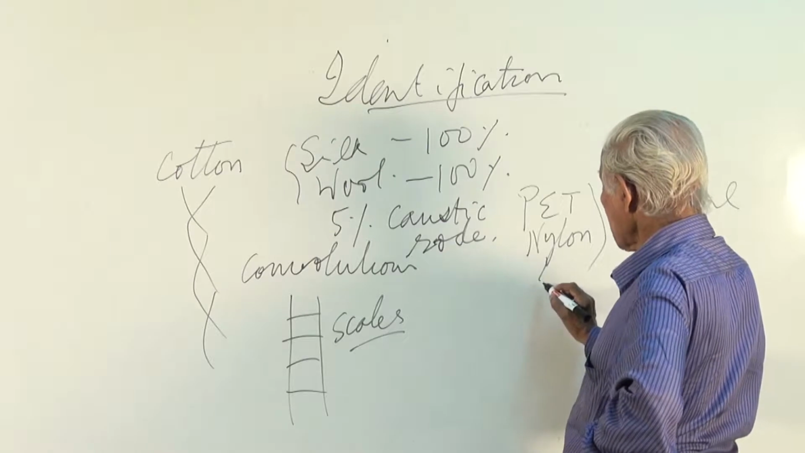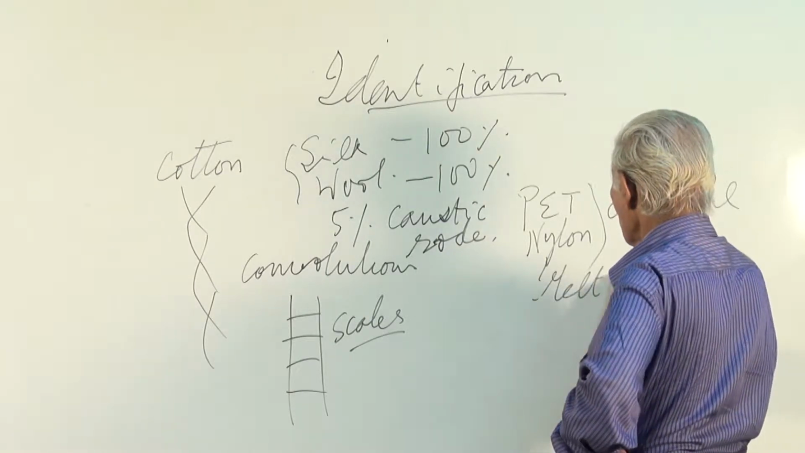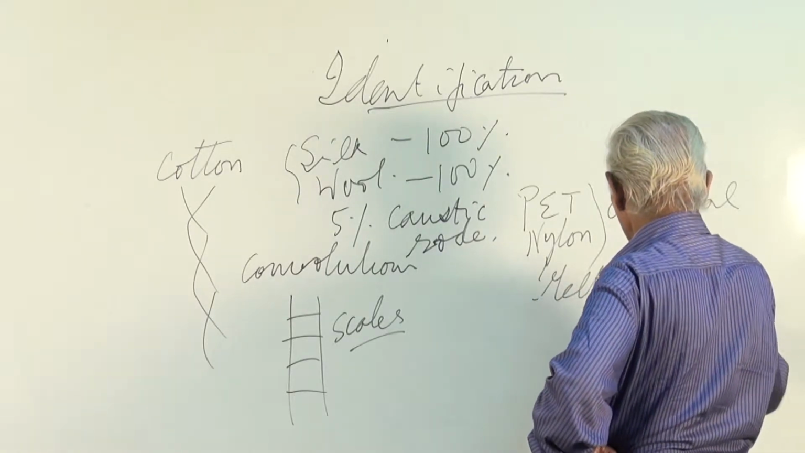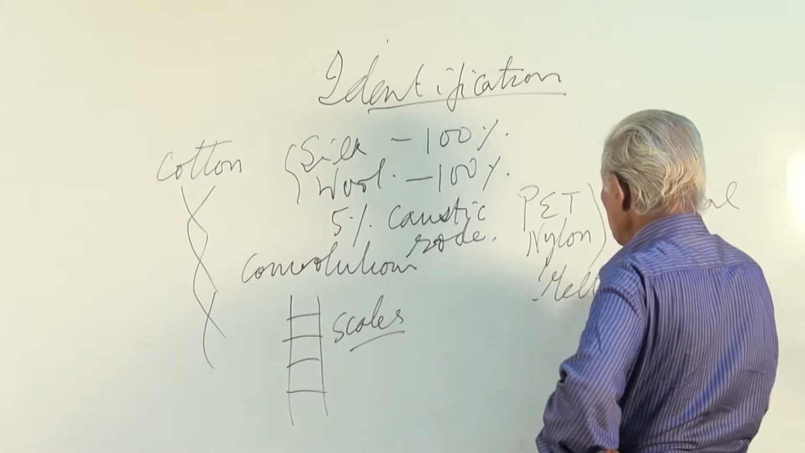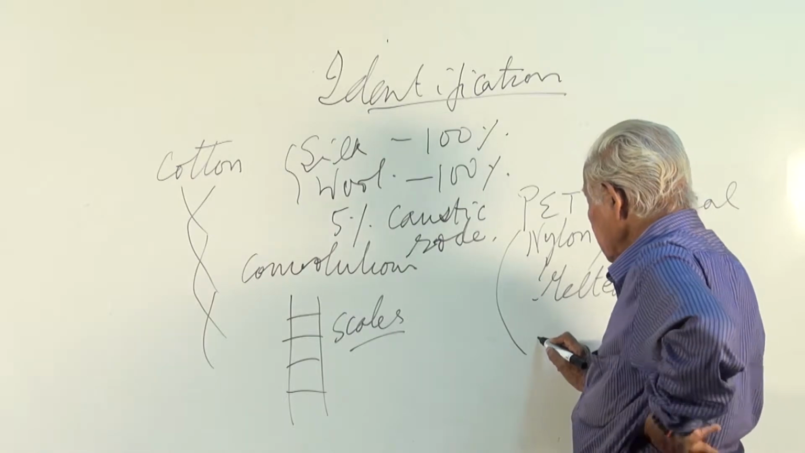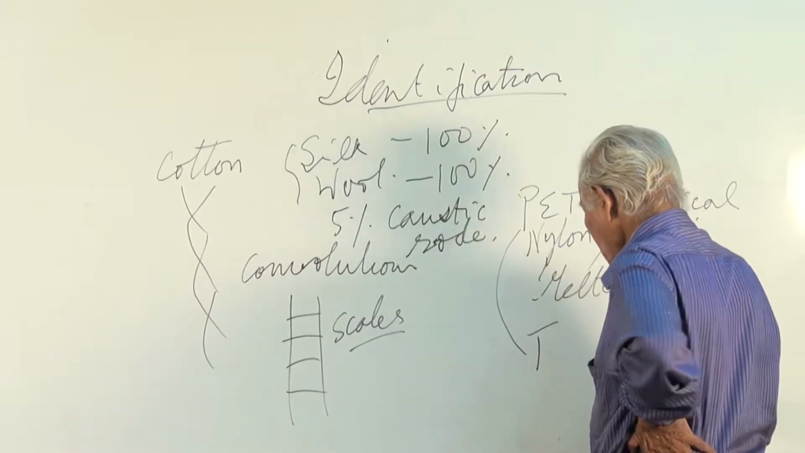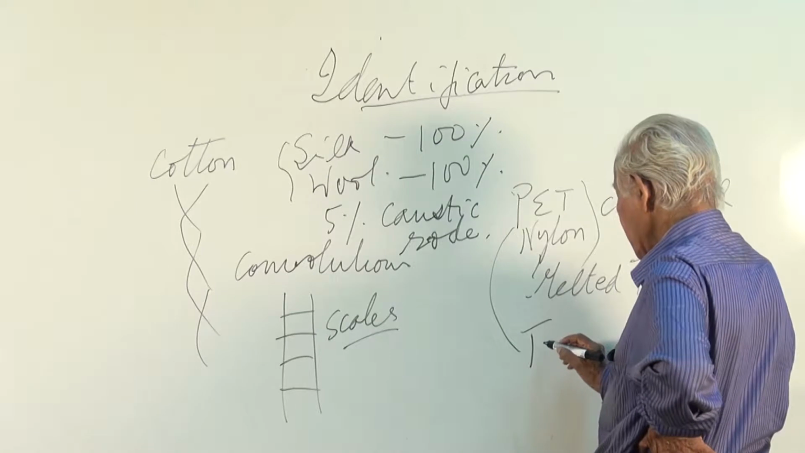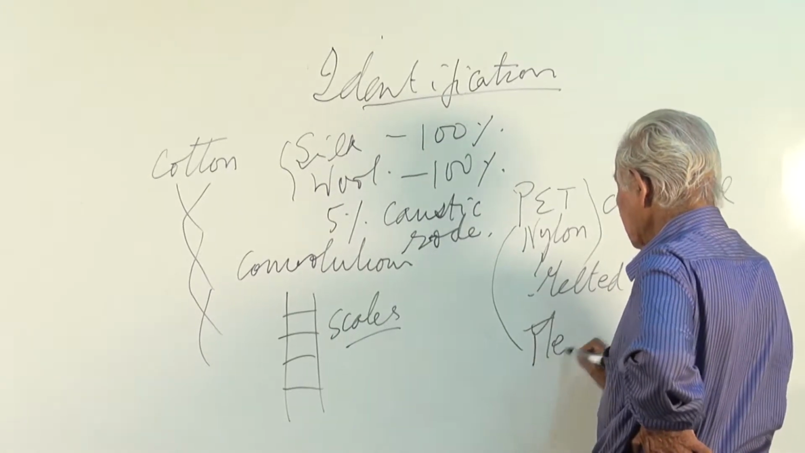Nylon dissolves in melted phenol. And polyester dissolves in methyl salicylate.